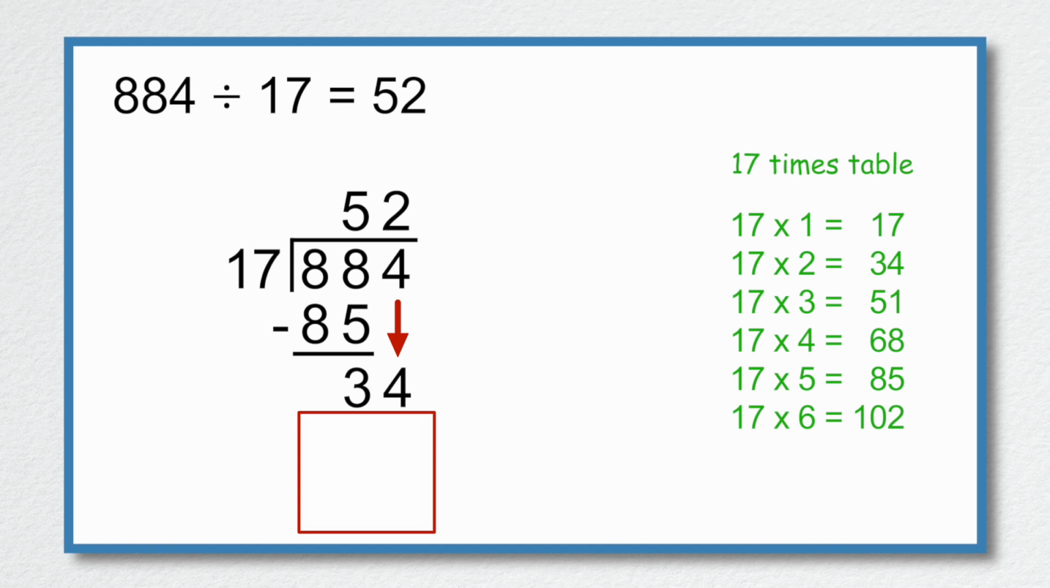I'm not going to bother with writing this down where we do 17 multiplied by 2 is 34, then take that away and get 0, which I did in the previous video. I wanted to show that to introduce the idea of answers that have got remainders. So 884 divided by 17 is equal to 52.